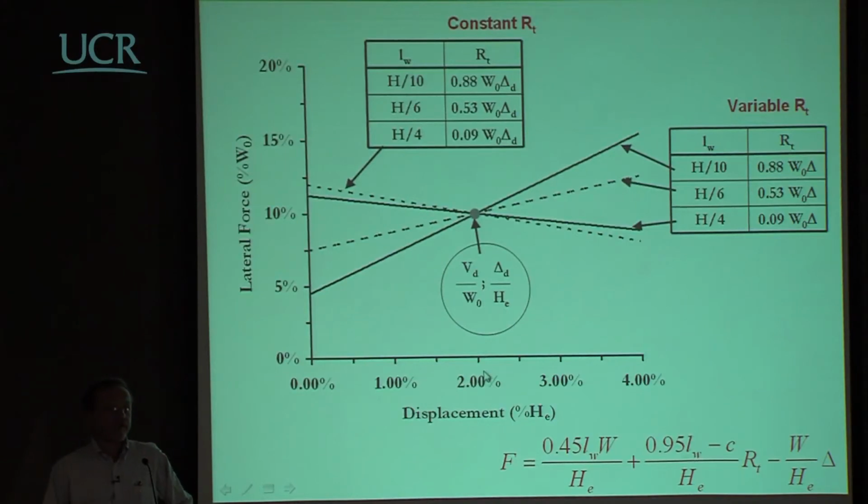Suppose that you take a drift of 2%. Now, if you use a drift of 2%, you will immediately end up with a certain required period of vibration from your design spectrum. And this means that if you have the design period of vibration, you have the stiffness, and if you have the stiffness, you have the force. So you know that you want to design for this point here.